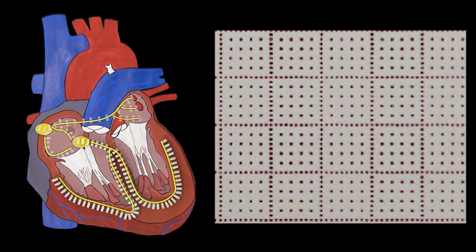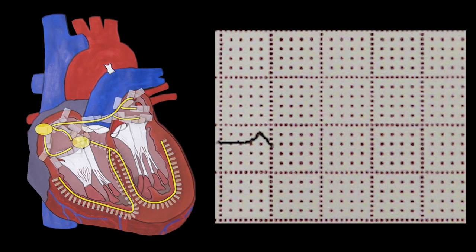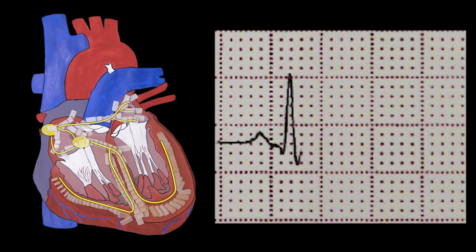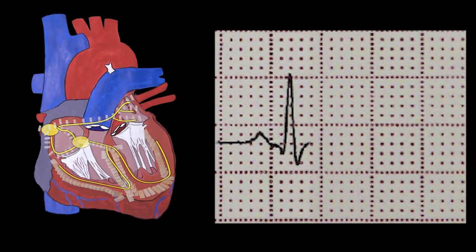Okay, let's walk through it a few more times. The P wave represents atrial depolarization. The flat segment represents the AV node's delay in depolarizing. The QRS complex represents ventricular depolarization. The next flat segment represents the ventricles preparing to repolarize, and the T wave represents ventricular repolarization.